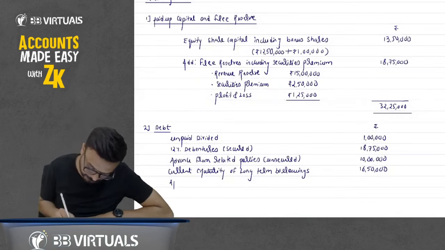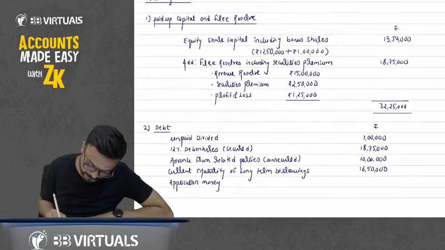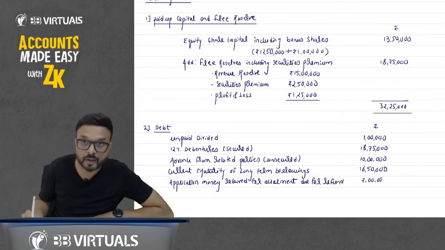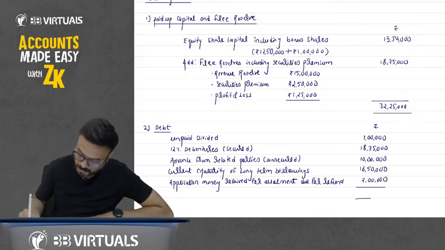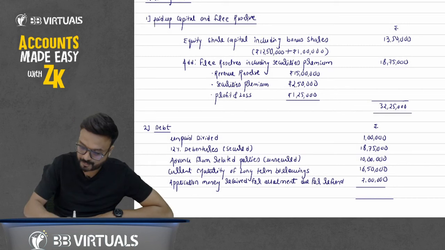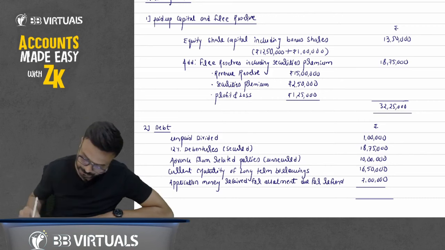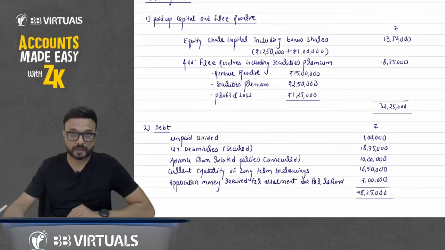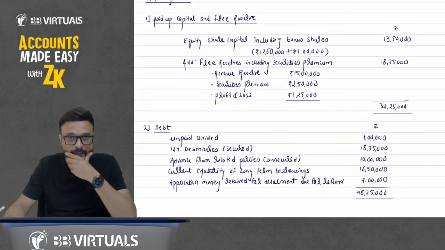So application money received for allotment due for refund, it is 2 lakh. So total here 1 lakh plus 18 lakh 75,000 plus 10 lakh plus 16 lakh 50,000 plus 2 lakh. That is 48,25,000, the total amount of debt. Okay, all of you have written.